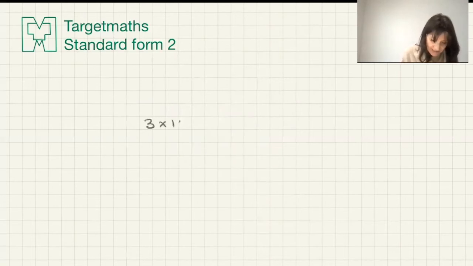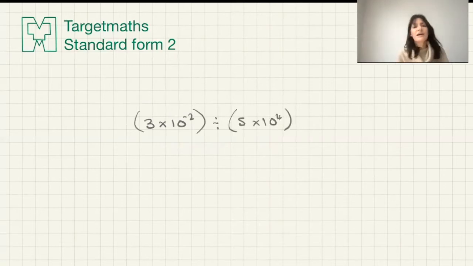3 times 10 to the minus 2, divided by 5 times 10 to the 4. Hit pause and press play when you're ready.